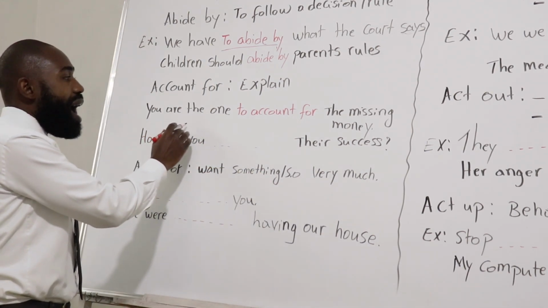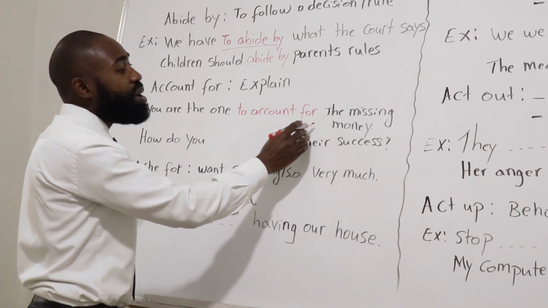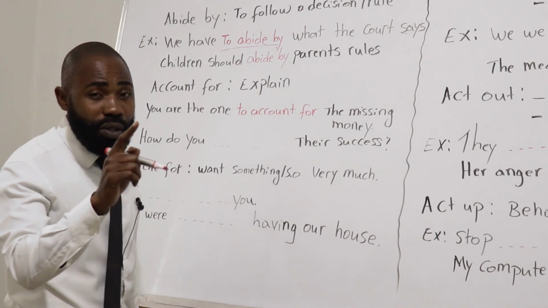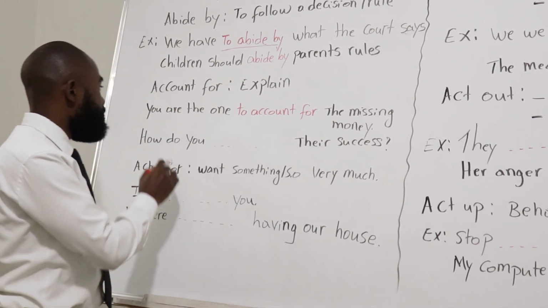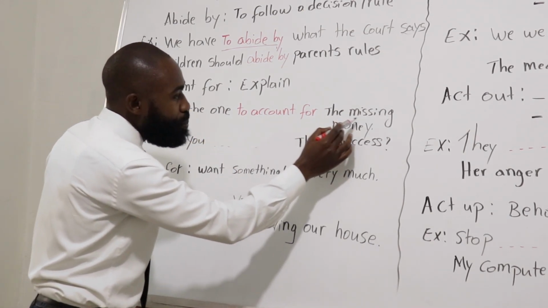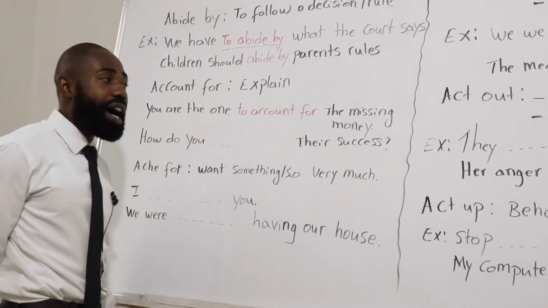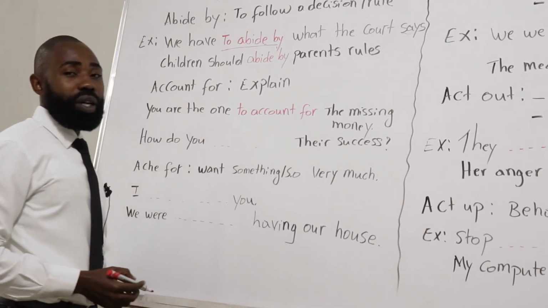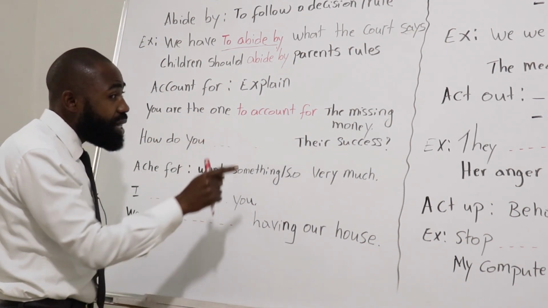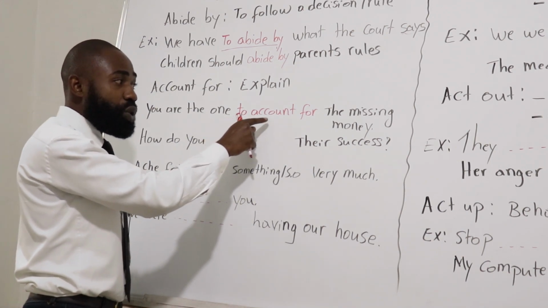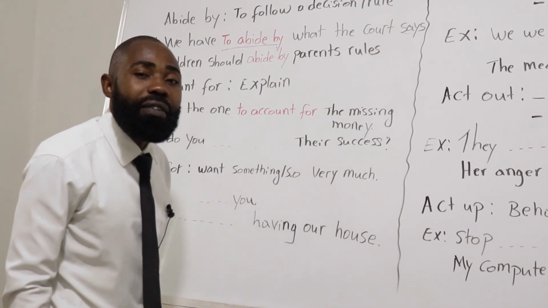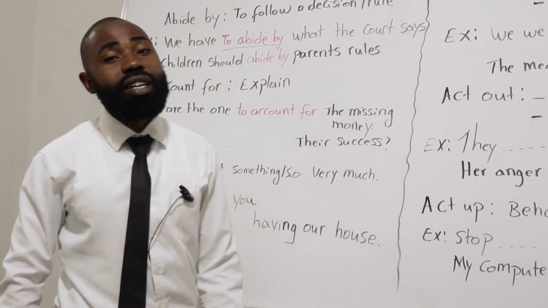You are the one to account for the missing money. The missing money means the money that is missing. Account for means to explain. You are the one, ni wowe, to account for, to explain the missing money, explain that the money has gone.